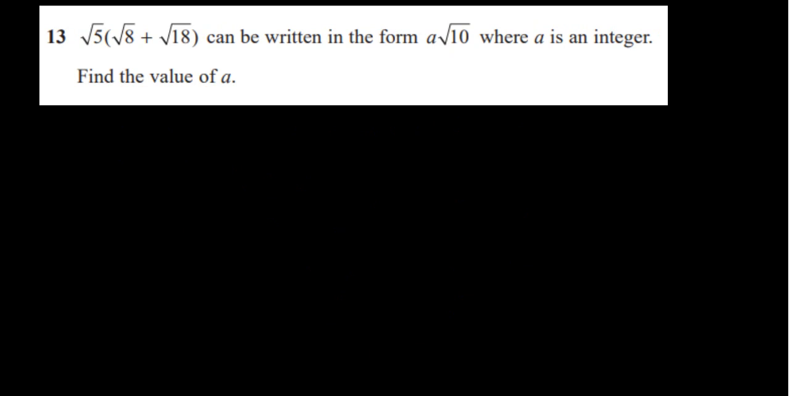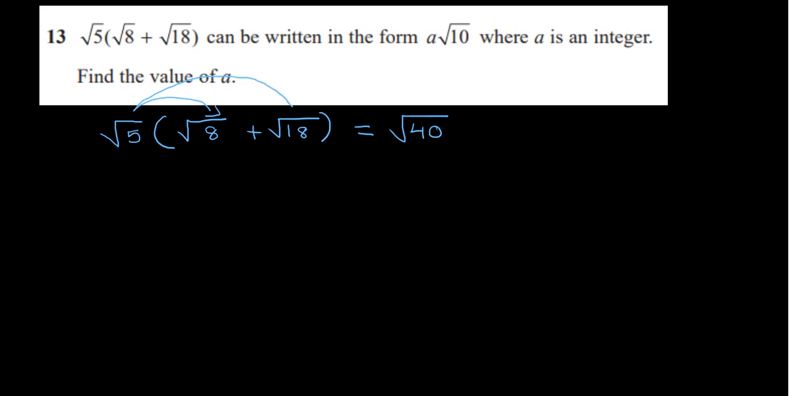So let's write square root of 5 times square root of 8 plus square root of 18. The first thing I'm going to do is expand the brackets. So square root of 5 times square root of 8 is square root of 40. So I've multiplied these two. Then I'm going to multiply these two. So square root of 5 times square root of 18 is square root of 90.